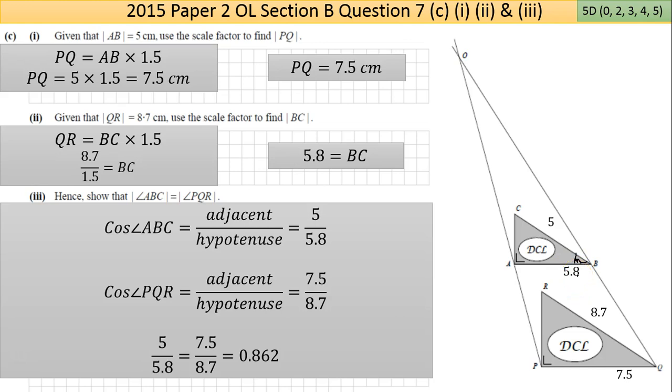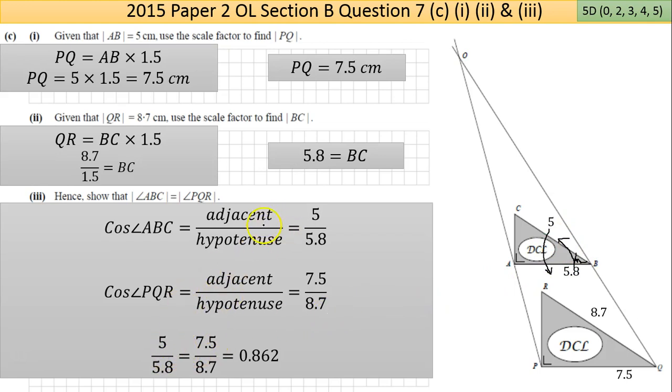BC. The length of AB is 5. Actually, I've put these wrong. That 5 should be here. And the 5.8 should be here. The reason I got confused there was the hypotenuse has to be the longest side. So whatever I've done wrong there, I put the numbers the wrong way around. I might fix that on the package later on after I finish, okay? It'll be done right here though.